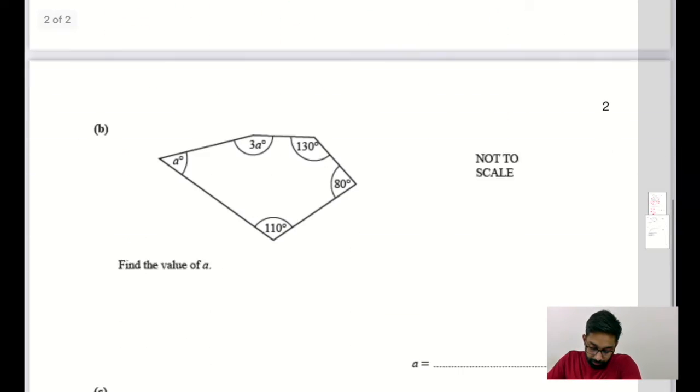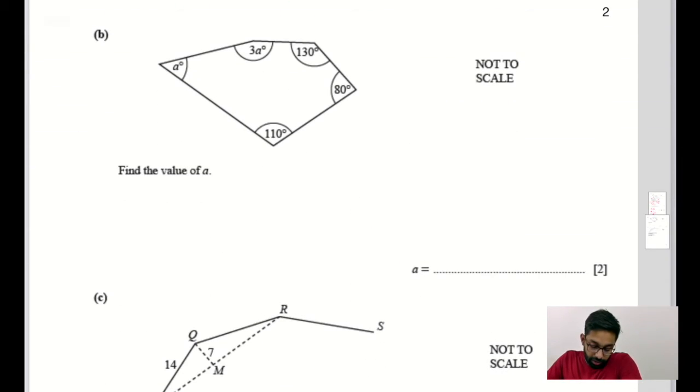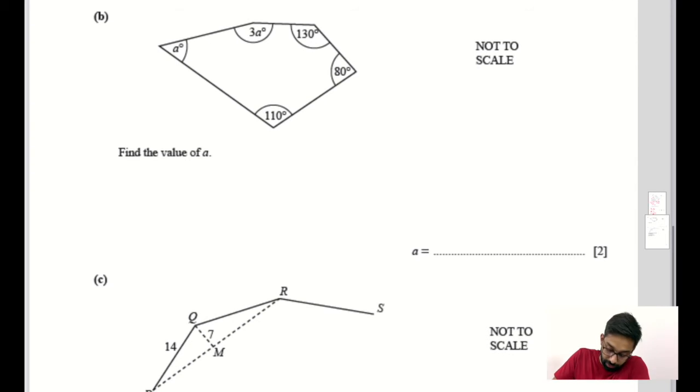Let's move on. The next part of the question has a 5-sided figure. It's an irregular polygon. It says find the value of A. Now before we do this question, a 5-sided figure has a total internal angle of 540 degrees. So if you add all of them up, it should be equal to 540.